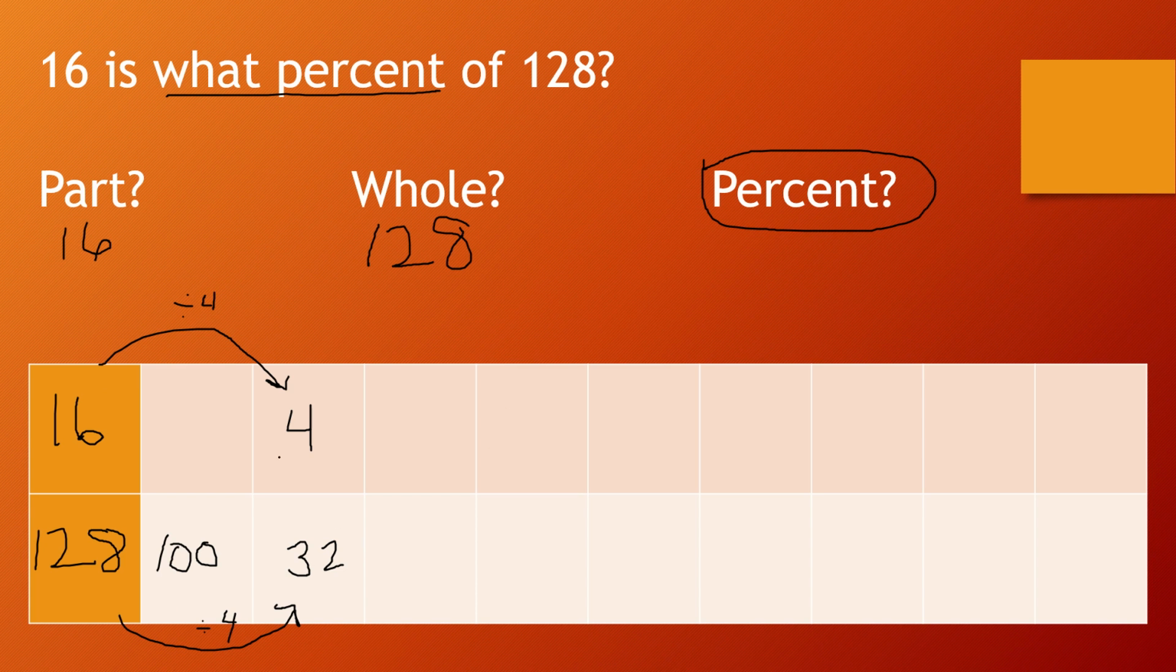I know that both of these are divisible by 4 again, so I'm actually going to do that again. It's going to be an 8, and it's going to be a 1. Okay, so now I need to get to 100. Well, 100 is actually not divisible by 8, so I know I'm going to have to go into either fractions or decimals, but I'm going to get as close to 100 as I possibly can.